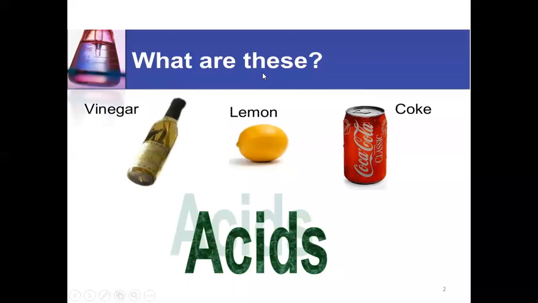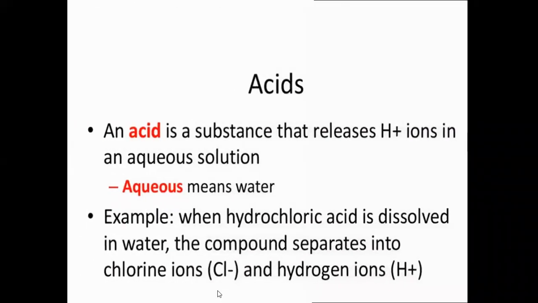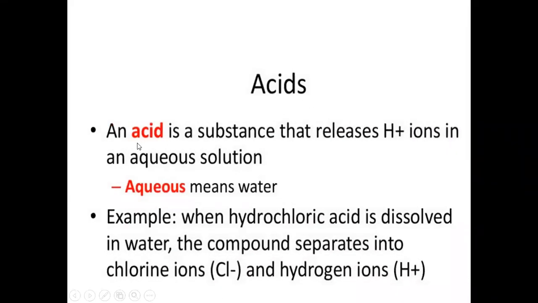Can you guess what these are? Yes, you are right. They are acids: vinegar, lemon, coke and more are acids. What are acids? An acid is a substance that releases H+ ions in an aqueous solution. Aqueous means water. For example, when hydrochloric acid is dissolved in water, the compound separates into chloride ions, Cl-, and hydrogen ions, H+.